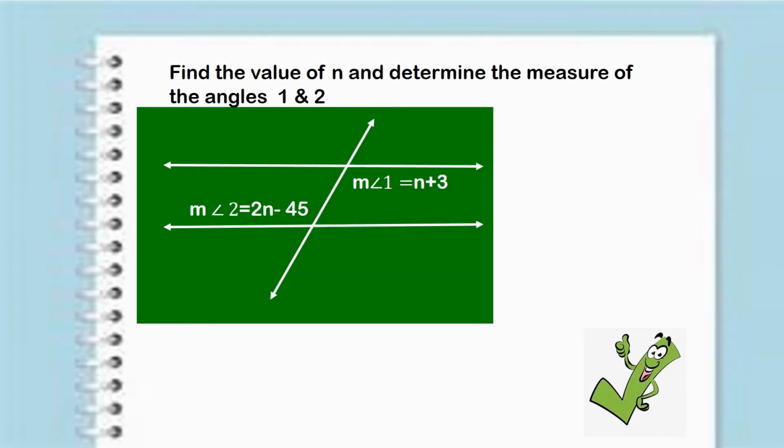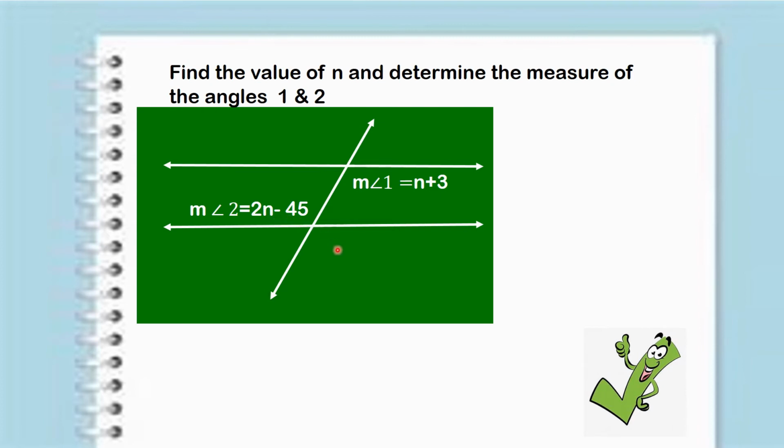Find the value of n and determine the measure of angles 1 and 2. So given here in the figure, we have the measure of angle 1 represented by the expression n plus 3, and the measure of angle 2 is equal to the expression 2n minus 45.